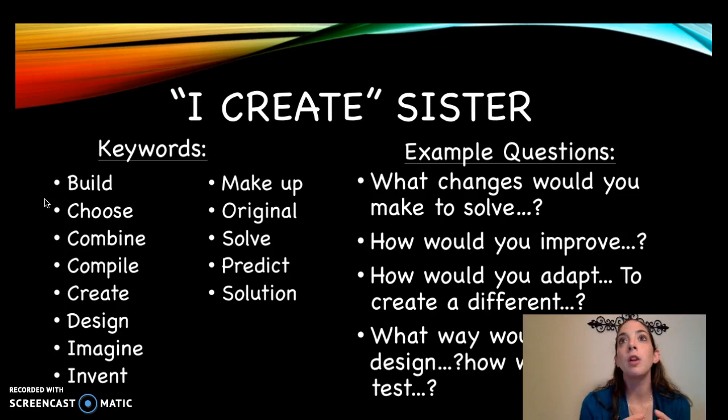Go create a machine or an experiment to prove that gravity is real. So this is a fun one for the kids because they get their hands dirty and hands-on. Some questions you can use in your classroom: What changes would you make to solve blank? What way would you design blank? How would you test it?